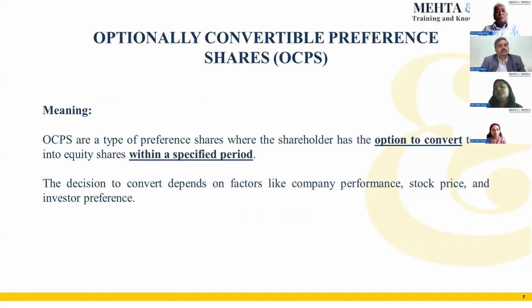Now, optionally convertible preference shares, OCPS. These OCPS are those preference shares which give an option to the shareholders to either convert into equity shares or get them redeemed. It gives leverage to the shareholders to decide what they want to do with those preference shares depending on the market performance, stock performance, or other factors as important to them.